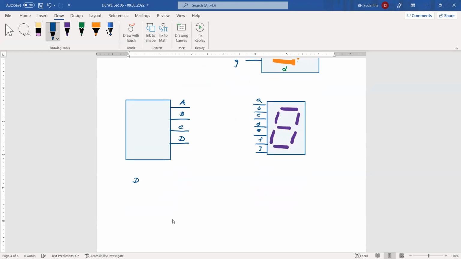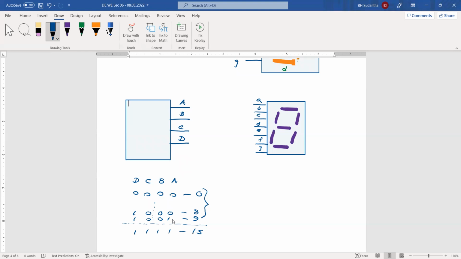For example, we have D, C, B, A, and if it is 0, 0, 0, 0, what is this number? It's 0. What is the maximum number it can give? When we have this one, this is 8. This is 9. Beyond 9, we cannot display these values on this display. But from 0 to 9, we can generate these numbers and show them on this 7-segment display.